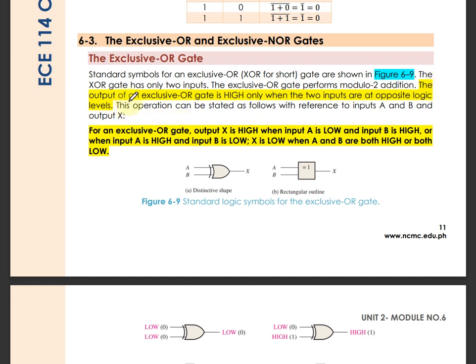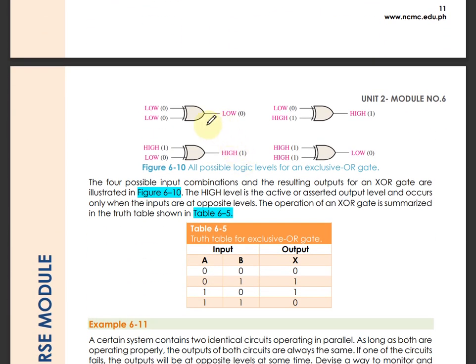So the output of an exclusive OR gate is high only when the two inputs are at opposite logic levels. Meaning, if dili sila the same, opposite ilang level, so 0 ug 1 or 1 or 0, then it will output into a high, no? Then otherwise, if the same ang ilahang input, so let's say 0 0 and 1 1, then iyang output kay low. Okay? So here I have these four possible combinations of your inputs, natay low low, high low, low high, and high high.